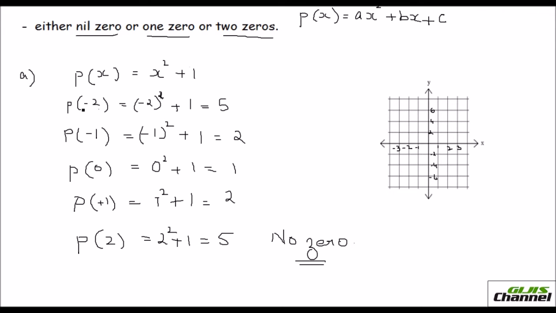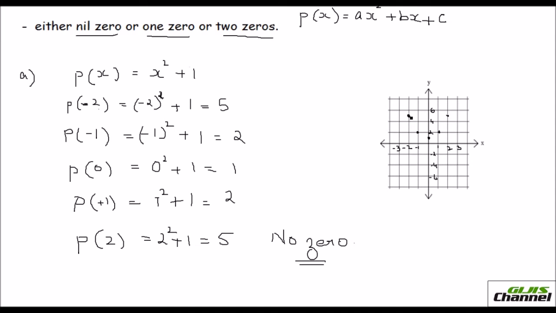So what happens, when we took x as minus 2 here, your answer y was 5. So for minus 2 your answer is 5, so it is here. And for minus 1 the answer is 2, so it is here. When x is 0, your y is 1, so it is here. Y is 1. So again when it is 1 it is 2. When it is 2 it is going to be 5.